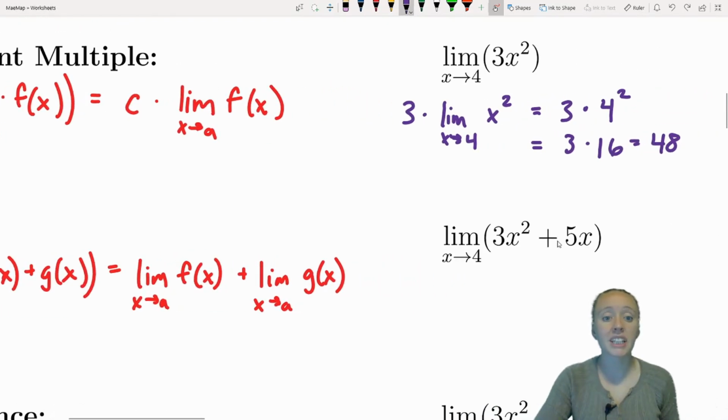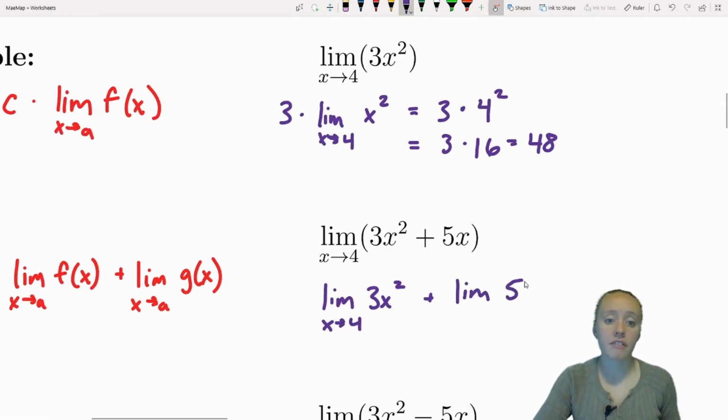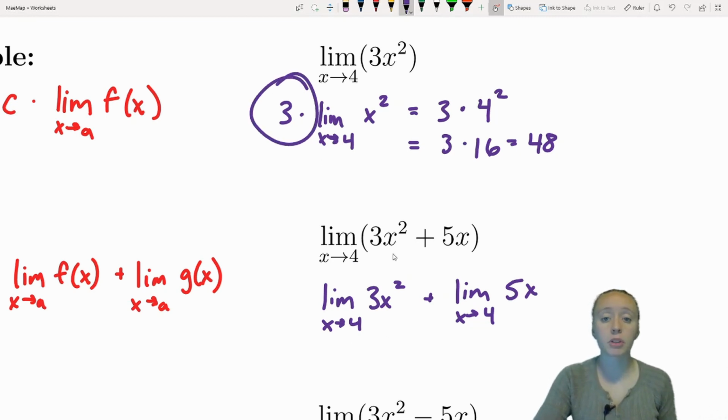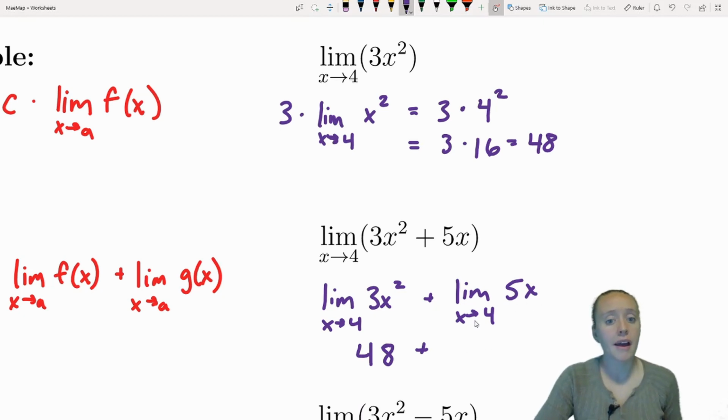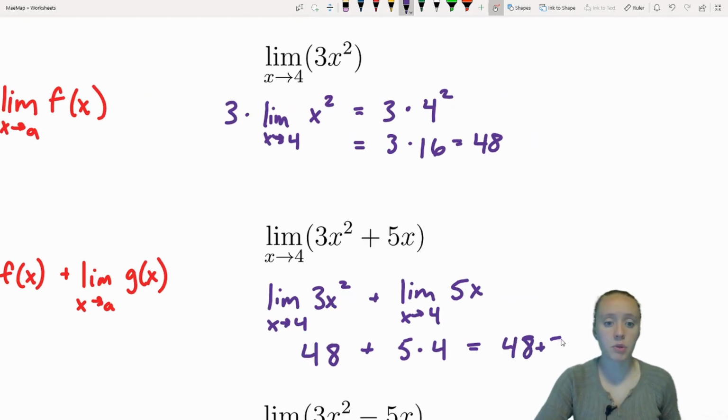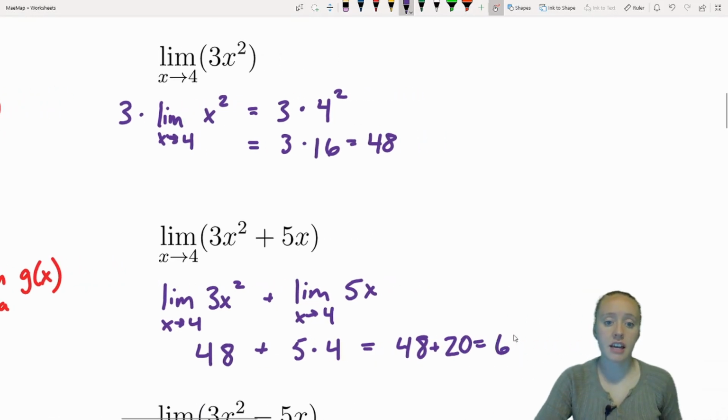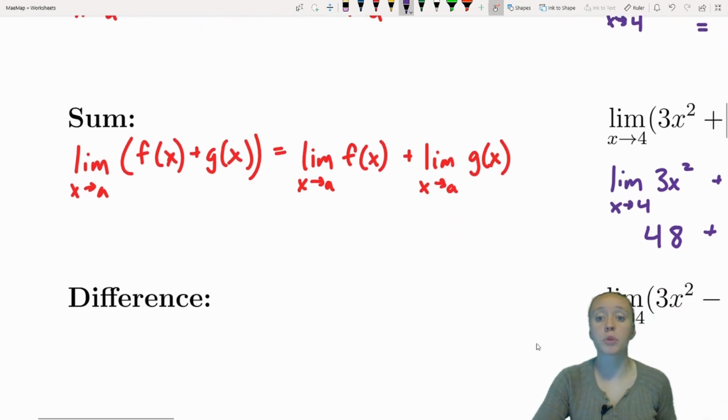Scrolling over to our example, splitting this limit up, because of the addition, I have the limit of 3x squared as x goes to 4 plus the limit of 5x as x also approaches 4. Now we've actually already calculated the limit of 3x squared as x approaches 4. We pulled that 3 out using the constant multiple rule and got 48. So I'll have 48 for that limit plus, again, I'll use my constant multiple rule and pull that 5 out in front. So I'll have the limit of x as x approaches 4. That'll leave me with 5 times 4, which is 20. So 48 plus 5 times 4, which is 20, is going to give me 68.